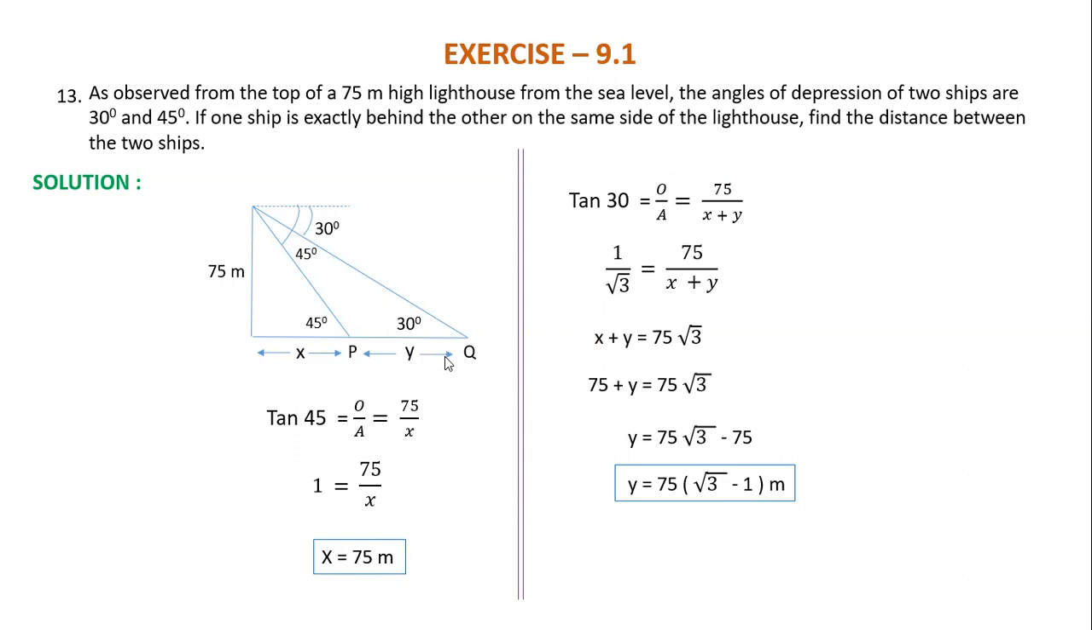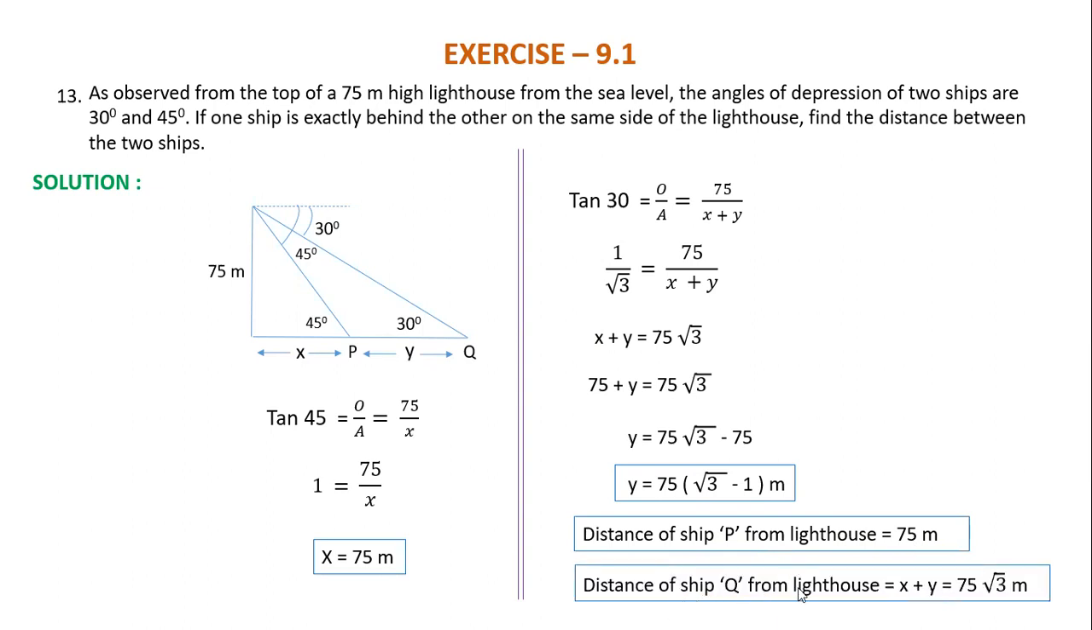The distance between the two ships is 75 bracket root 3 minus 1. The distance of ship P from the lighthouse is 75 meters. Distance of ship Q from the lighthouse is 75 root 3 meters. And distance between the ships is 75 bracket root 3 minus 1. Okay. Distance of first ship from the lighthouse is x. x plus y is the distance of the second ship from the lighthouse, which is written here. And the distance between the ships is this, y.